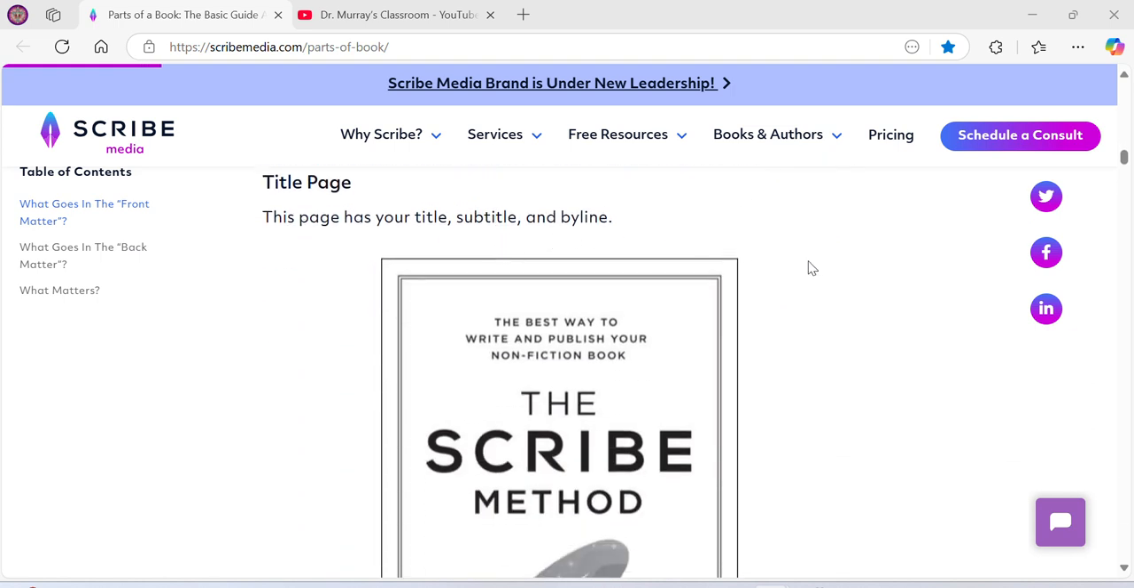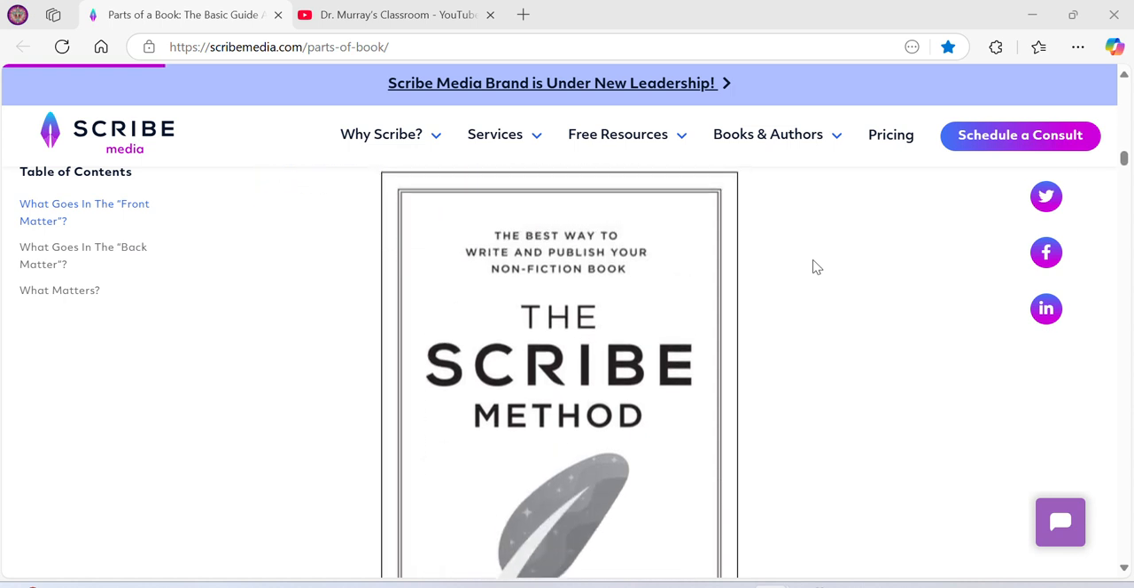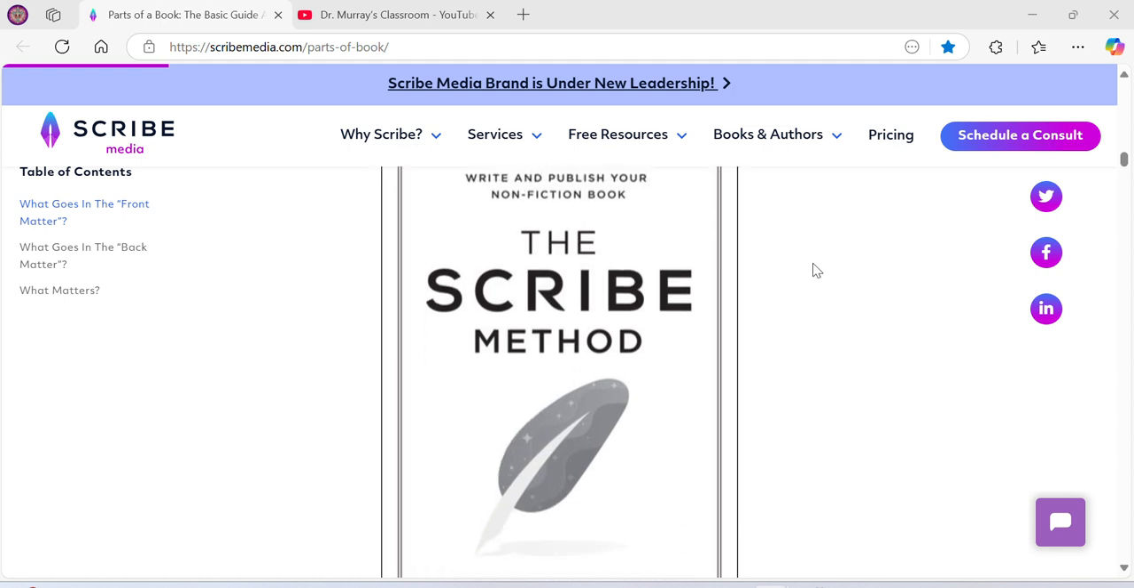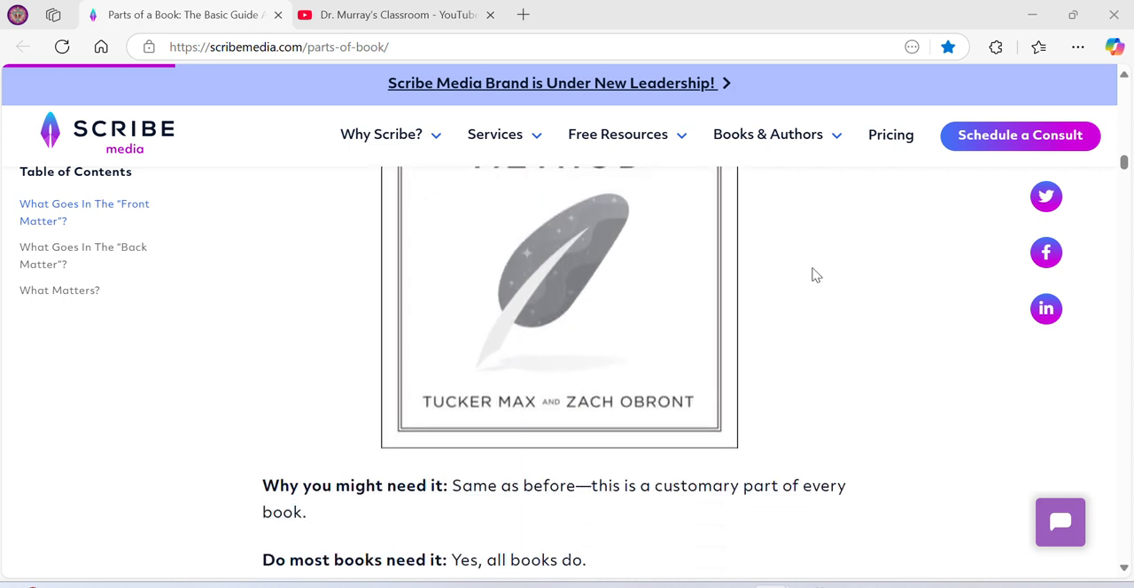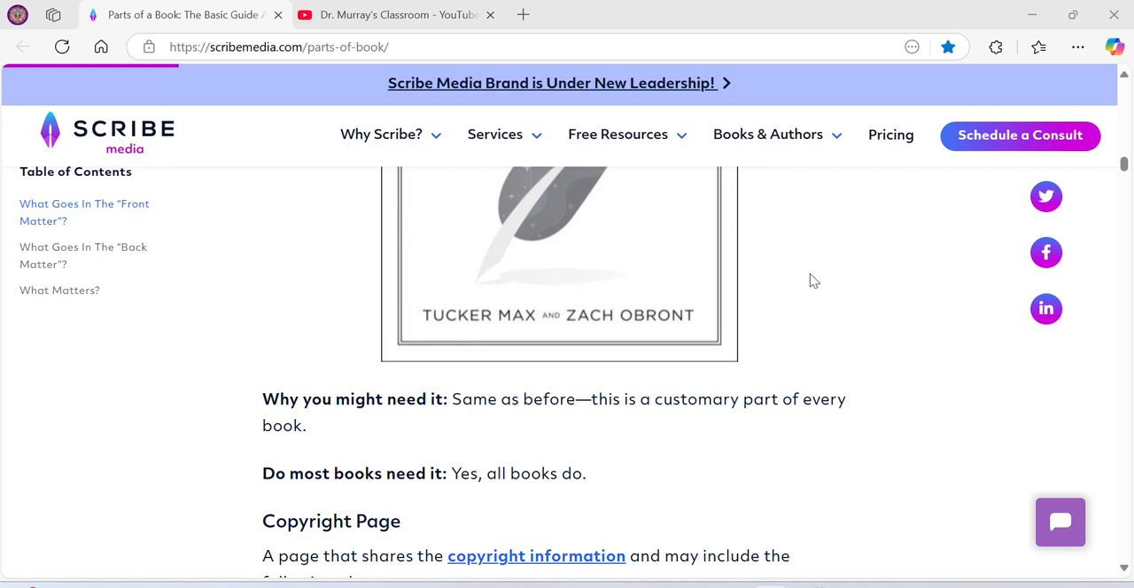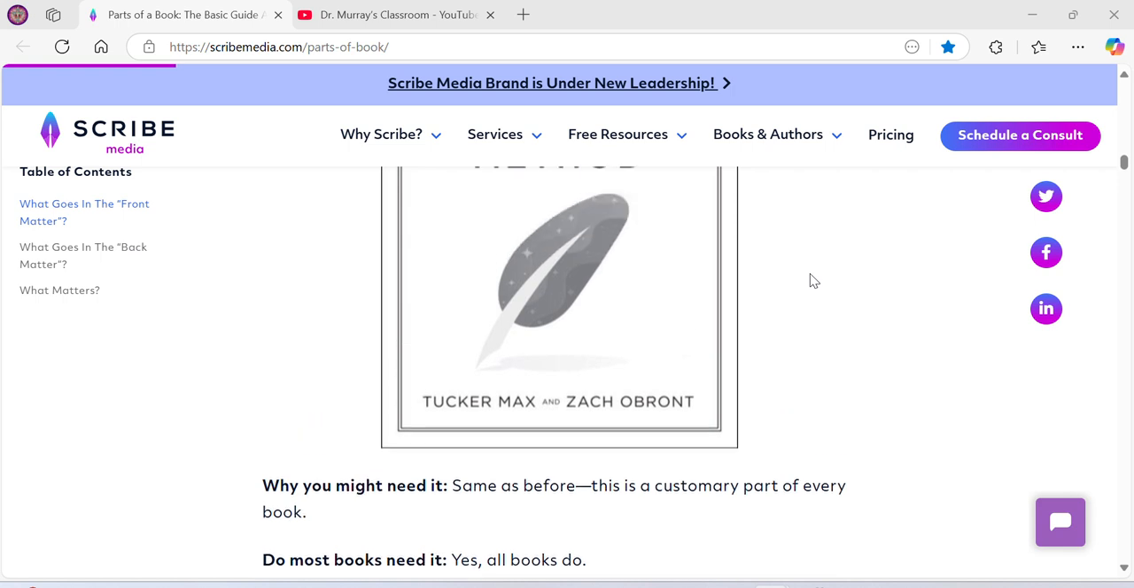So this is the main title page that people will see right here when they open your book. And this is just an example. This is the main title page. And most of the time you do need this in books. Like it says right here, all books need them.